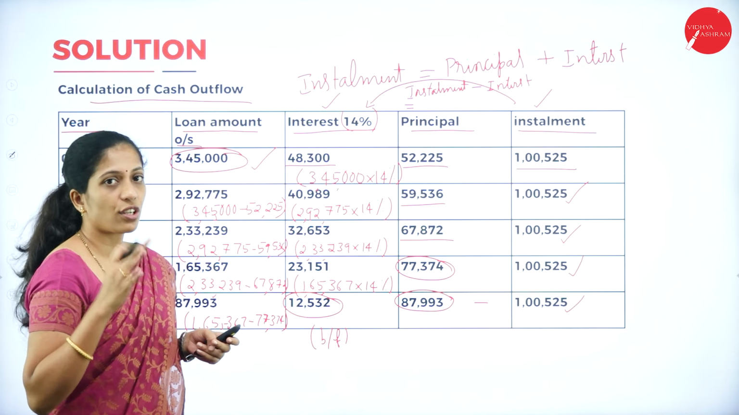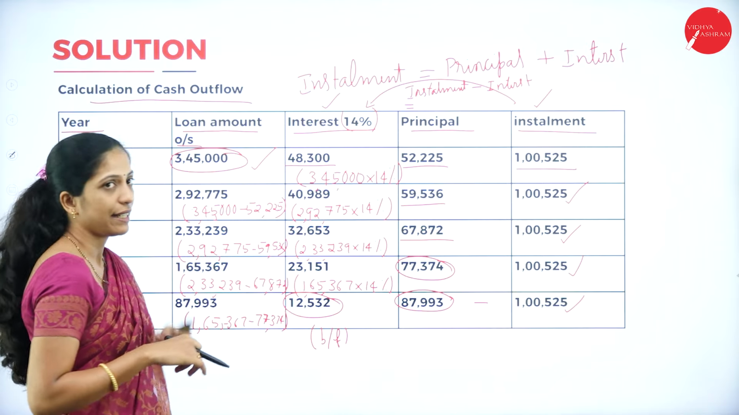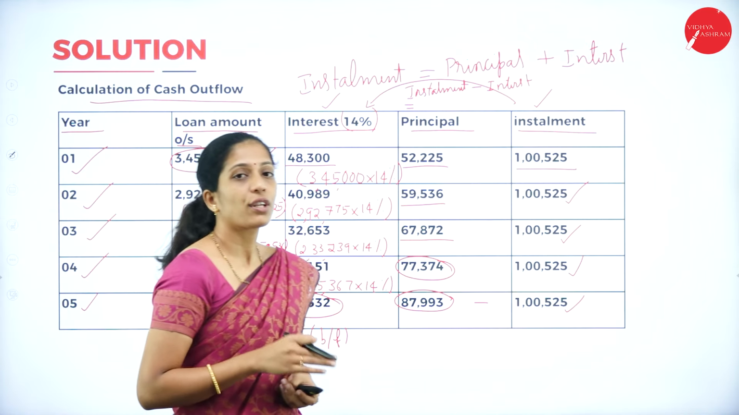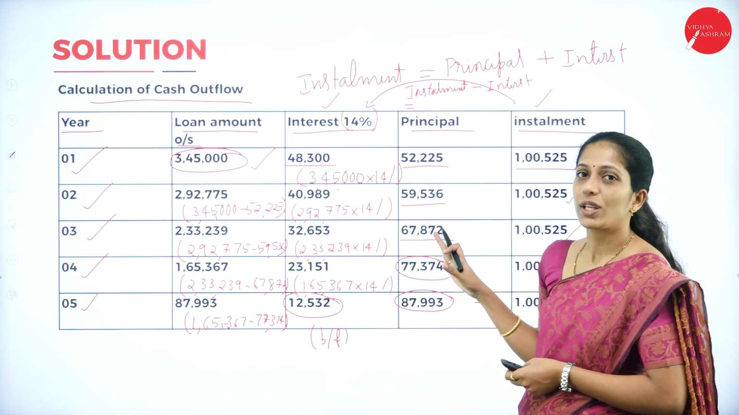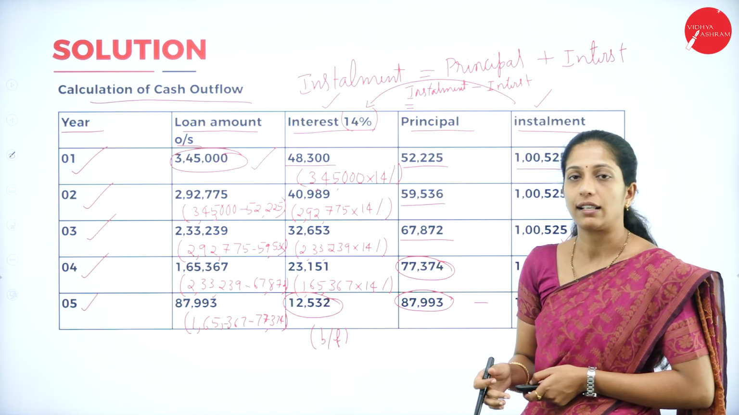So this is the balancing figure here. What is the difference you are going to get? That would be the interest. So that is how we are going to calculate the cash outflow. This is a simple table. The only thing is that you have to know how to calculate.